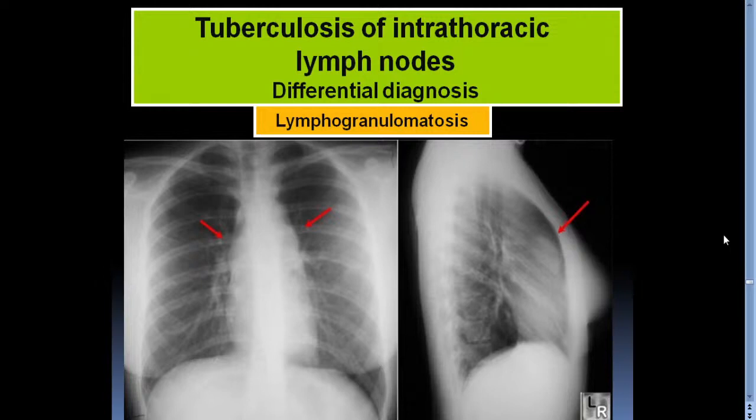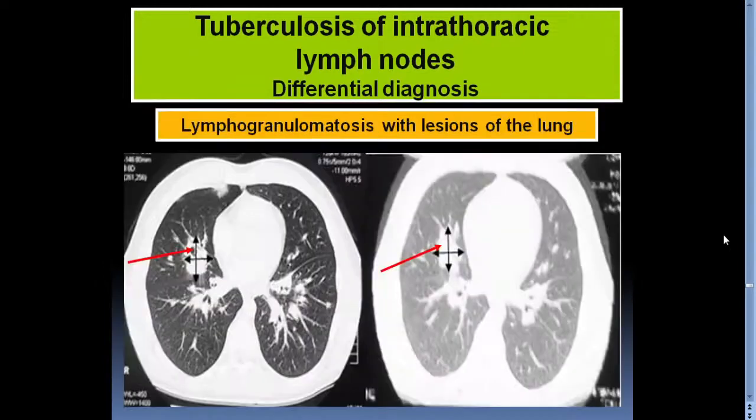On X-ray, we can see enlargement of lymph nodes also. It looks like tuberculosis of intrathoracic lymph nodes, but only on X-ray. On this CT scan, we can see lymphogranulomatosis with lesions of the lung.